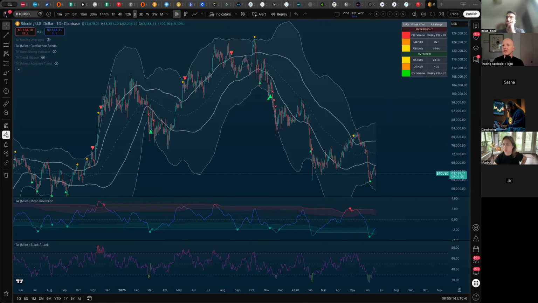So, Stoic, I do have a question about the key differences between mean reversion versus stack attack for overbought, oversold.